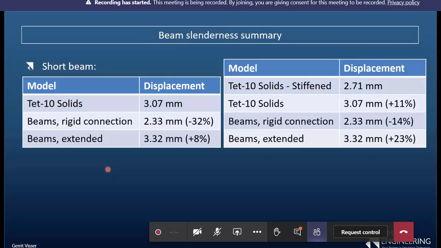Okay, so if you compare the results, for the short beam, I've just copied the two sections so that the center, that TED10 is the first model, that one is the additional, the stiffened one, and there you can compare the results. So the rigid connection goes from under-predicting by 32% to under-predicting by 14%, while the beams were extended all the way, went from 8 to plus 23. So this one over-predicted the displacement. There it over-predicts it severely.